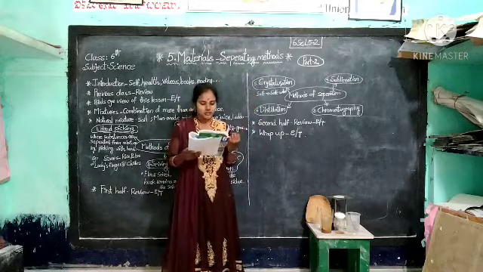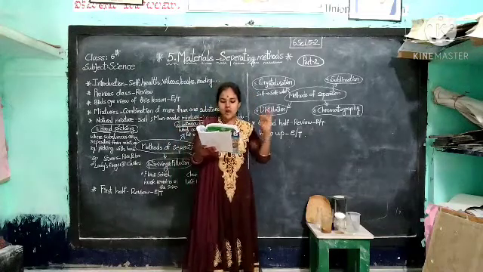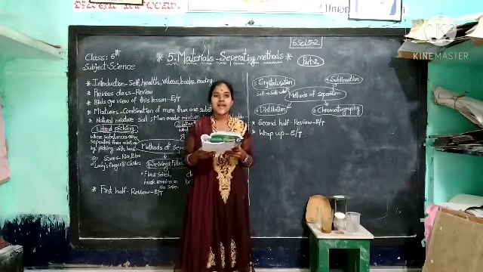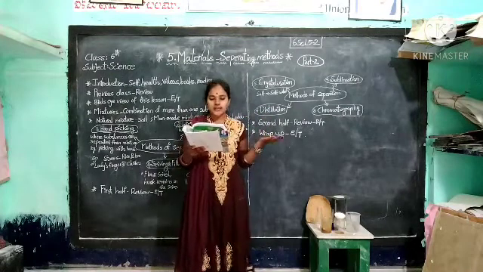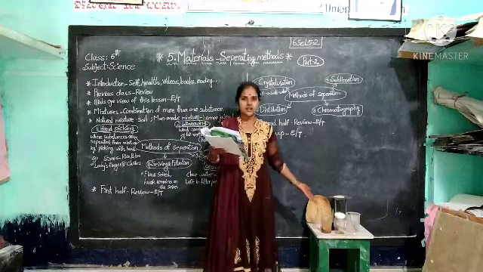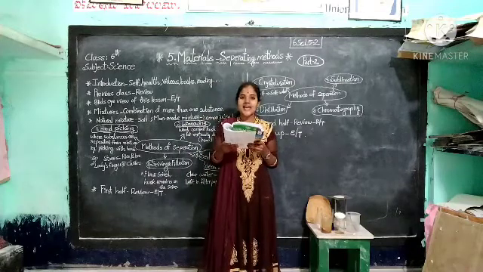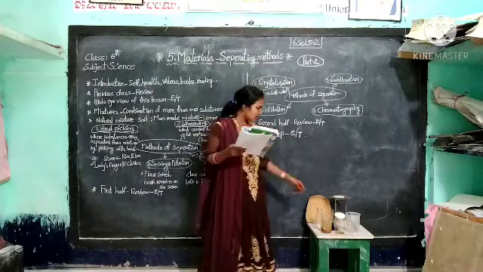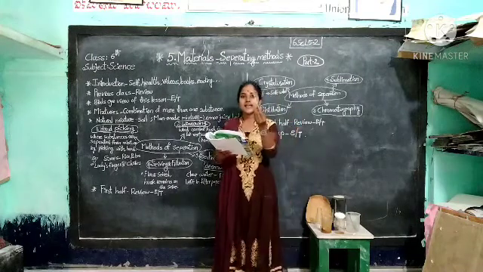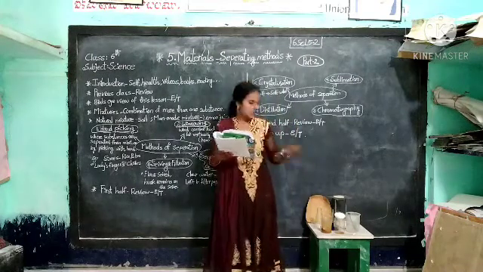Okay, next one, what do you need for doing the crystallization? What are the materials we need? Salt water, beaker, glass rod. You know that salt water, beaker is nothing but this one. Okay, next one, glass rod. Glass rod means this one. This is the glass rod.